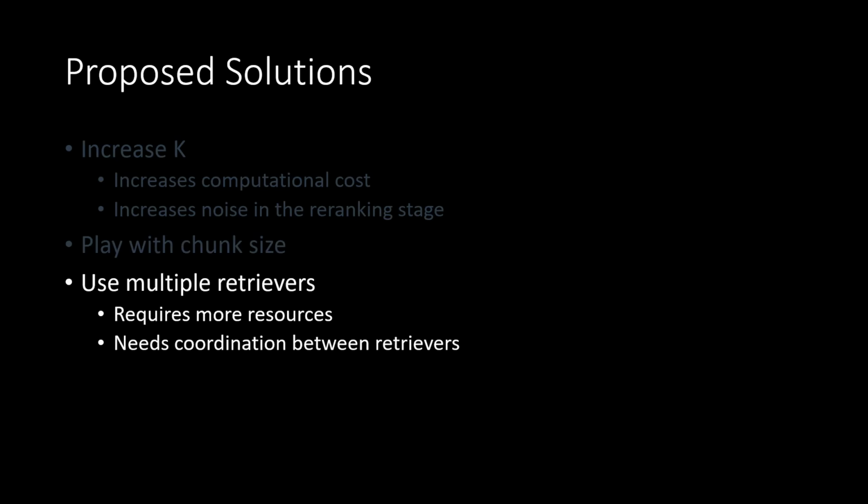Coming on to the next one: use multiple retrievers. Another way is to use multiple retrievers with different methods or models. So there are BM25, Contriever, UPR, and many more which you can consider as your retriever. And doing this will diversify the retrieval results, and reduce the risk of missing the relevant document.